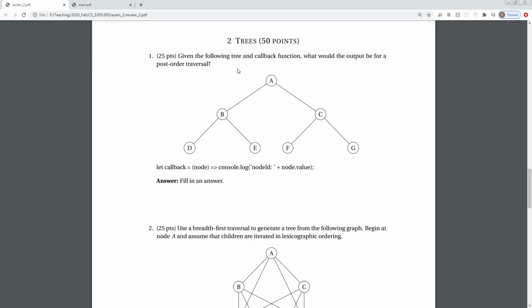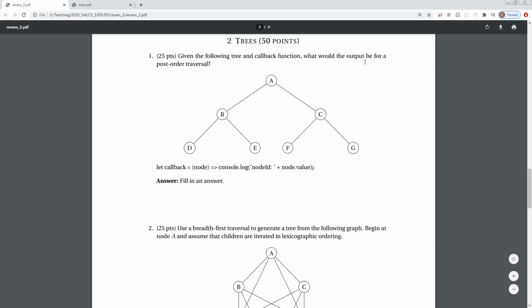Okay, trees. On this one, you'll be given a tree and a callback function. It'll be written in JavaScript syntax, and then you'll be expected to say what the output is given a certain method of graph or tree traversal. In this case, it's post-order traversal.